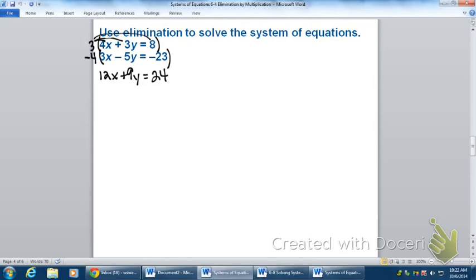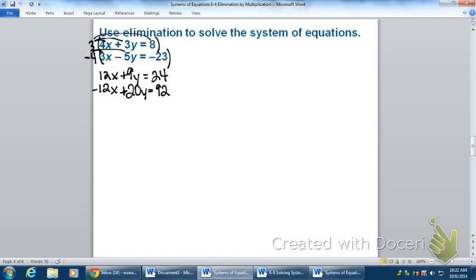You might have multiplied by a negative 3. I'm going to multiply everything times negative 4. So right off the bat, that gives me a negative 12x. Negative 4 times a negative 5y gives me a positive 20y. Negative 4 times negative 23 gives me what? 92. 92.